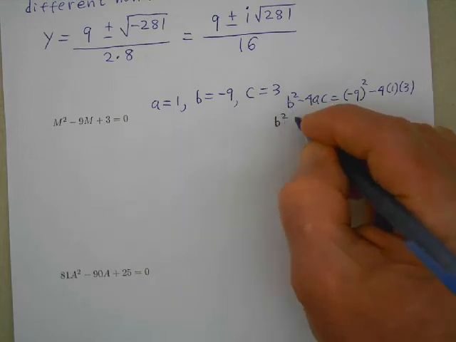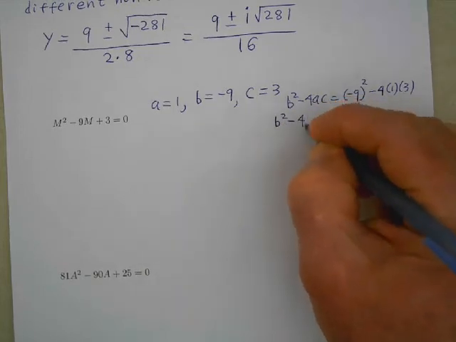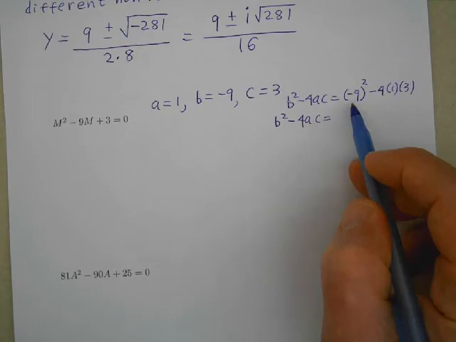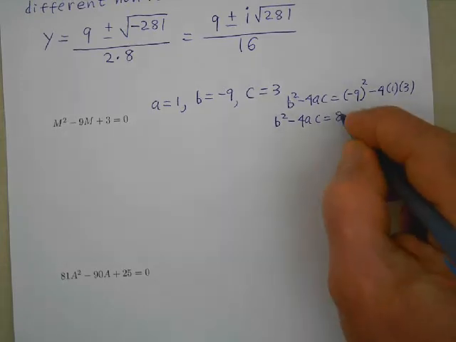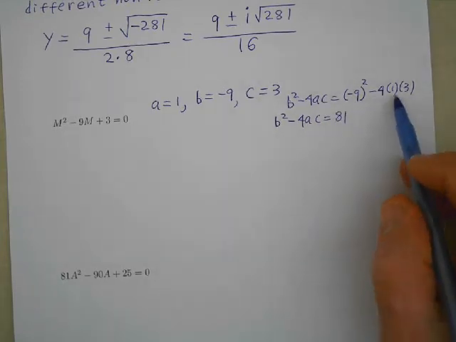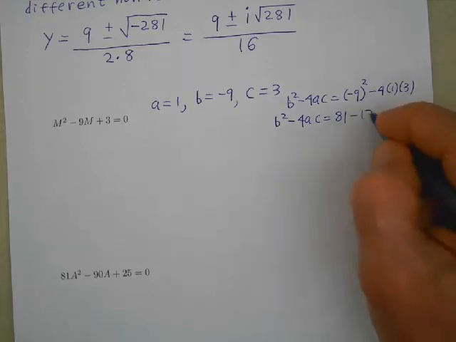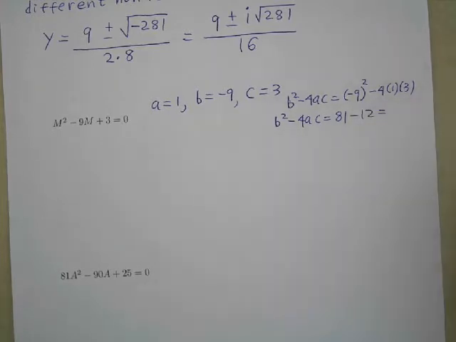So we'll simplify a little more. b to the second minus 4ac. The number negative 9 squared is 81. And then minus 4 times 1 times 3 is minus 12. And that simplifies to 69.